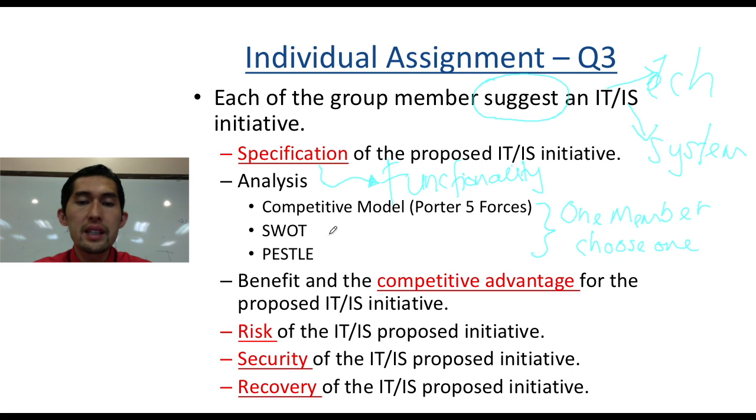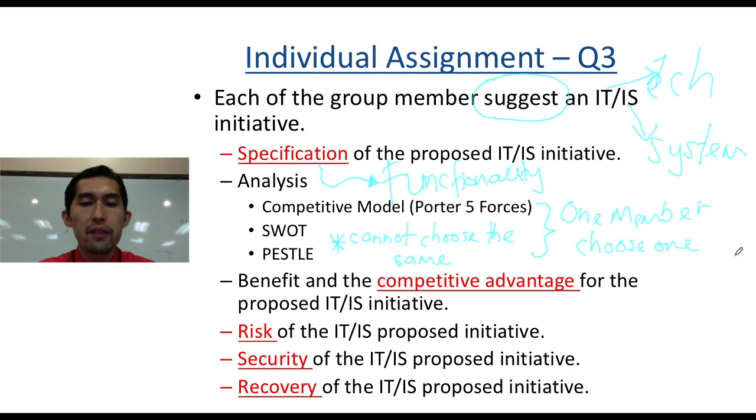How many of these analyses you choose depends on your group members. If there are 2 of you, out of the 2 of you, you can choose any of these 3. If there are 3 of you in a team, of course each of you will have to take one. But remember, you cannot choose the same one. If one of you has taken Porter's 5 forces, the other one must then take either SWOT or PESTEL. That's how it goes in terms of the analysis. Remember, the analysis here is not onto your company anymore. It is onto the proposed solution that you have identified.